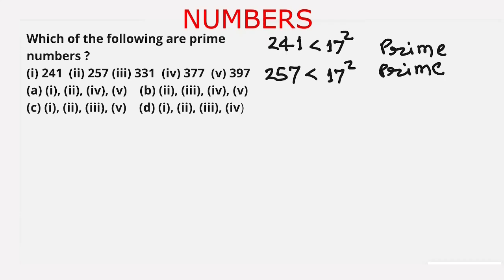Now the next number is 331, which is less than 19 squared. So we'll divide 331 by all prime numbers less than 19. It is not divisible by 2.